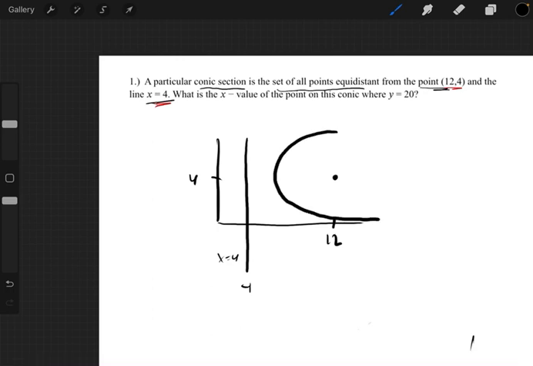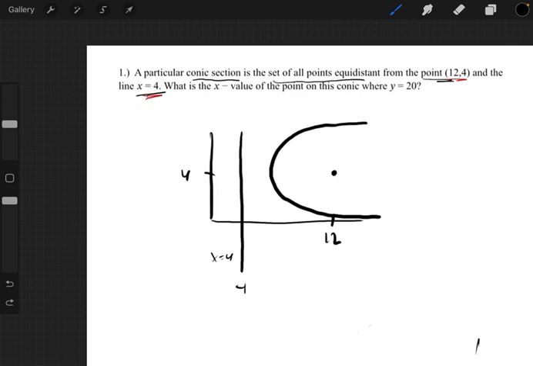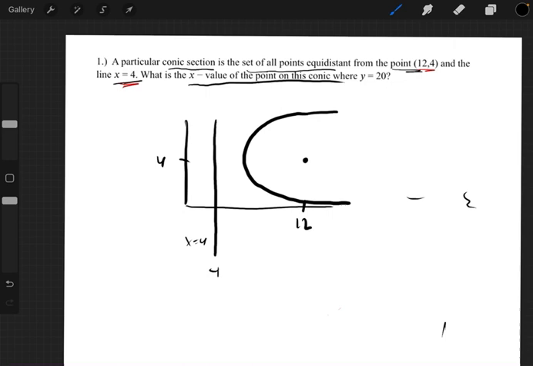And you know that because if you quickly look at how this would work in any way, it just looks like that. I'm going to get rid of those, though. Okay, now, what do we have to find? We need to find the x value of the point on this conic where y equals 20. What we're looking for is the equation for this parabola.